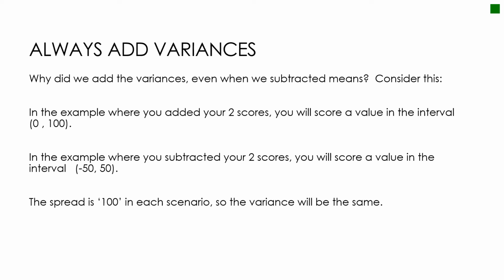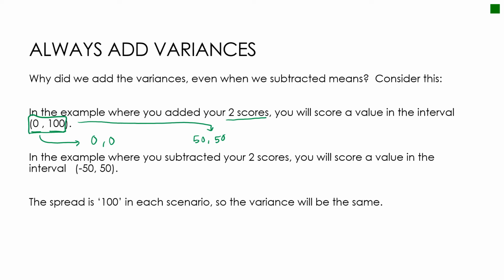So in the example where I added my two scores, which was one of the first examples we did, I'm going to score in the interval of 0 to 100, because it could be that if I have a sum of 0, that I scored 0 in each game, and the highest I could get is if I scored 50 in each game. And so my value will be between 0 and 100.